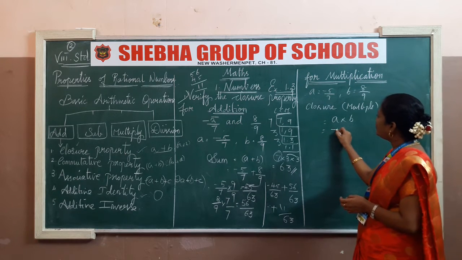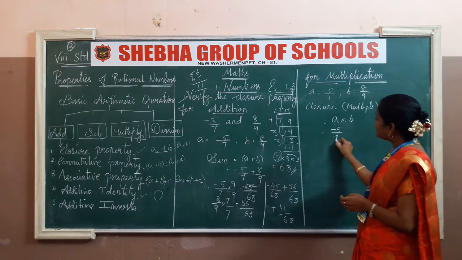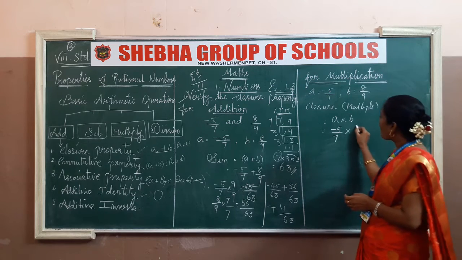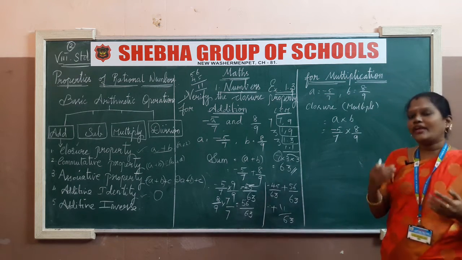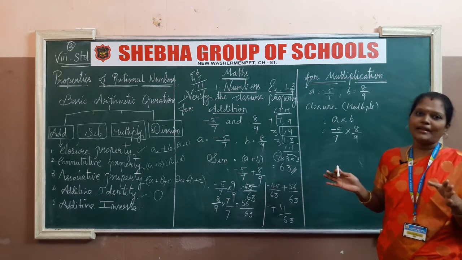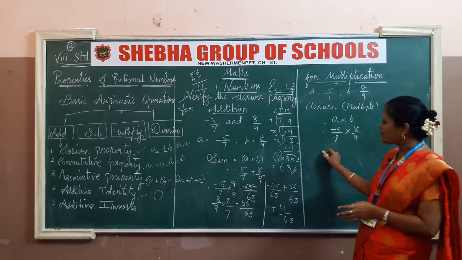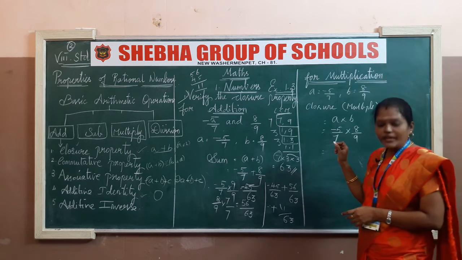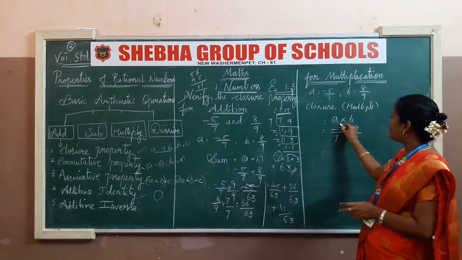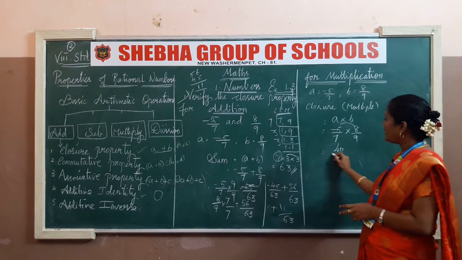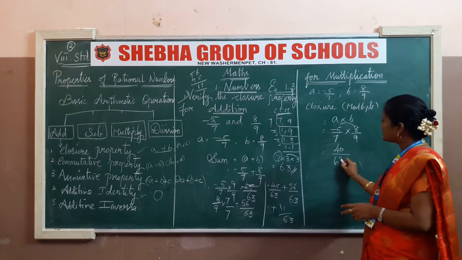What is the A value? Minus 5 by 7. What is our B value? 8 by 9. If you are able to simplify the numbers, you can do it. Otherwise, directly multiply the numbers. No problem in this property sums. No need to simplify; it is not compulsory. So directly you can multiply the numbers. 5 8s are 40. 7 9s are 63.